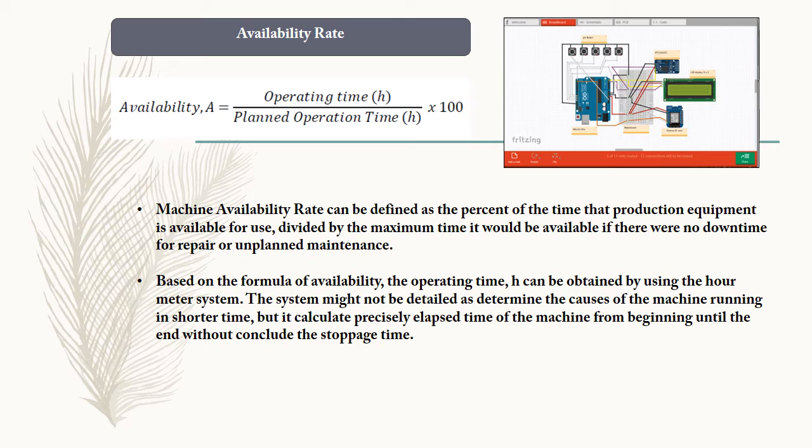Availability rate. Availability is equal to operating time divided by planned operation time. Machine availability rate can be defined as the percent of the time that production equipment is available for use, divided by the maximum time it would be available if there were no downtime for repair or unplanned maintenance. Based on the formula, the operating time can be obtained by using the hour meter system. The system might not be detailed enough to determine the causes of the machine running for a shorter time, but it calculates precisely the elapsed time of the machine from beginning till the end without including the stoppage time.